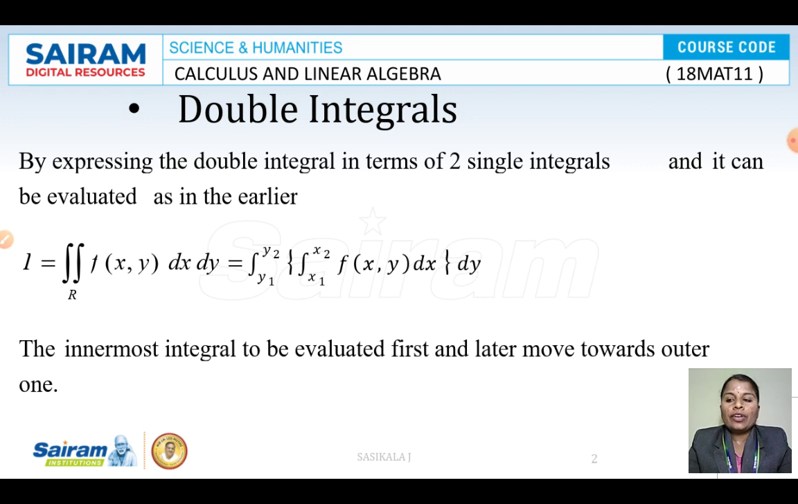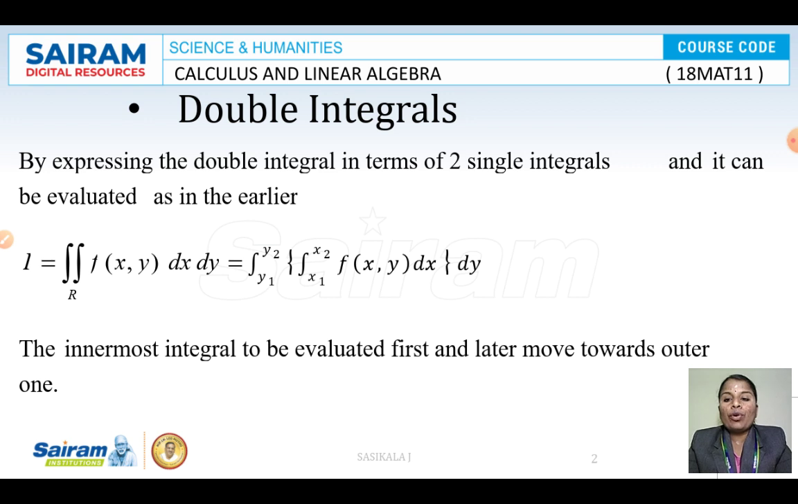Here we are going to see double integrals in terms of two variables, which is I over the region of double integral f of x comma y dx dy, which is equal to integration y1 to y2 and integration x1 to x2 f of x comma y dx dy. And then the integration can be evaluated first with respect to x, and later you can go for the other, meaning from the innermost towards the outer one.